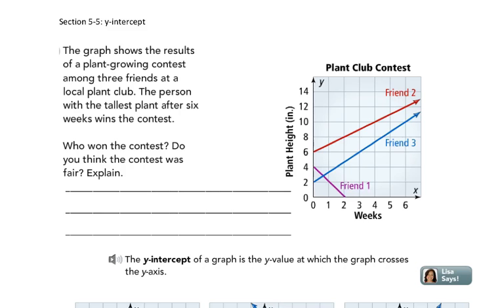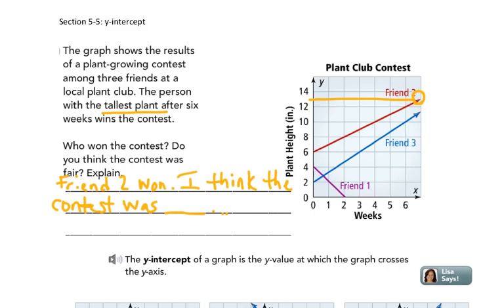And you are supposed to explain why you think that. So I will tell you who won the contest, but you have to come up with your opinion on it, if you think it was fair, and why. So since the person with the tallest plant after 6 weeks wins, you would look at this point here, that's the tallest one. So that means that friend 2 won. Now pause the video and write down your opinion on if you think the contest was fair.